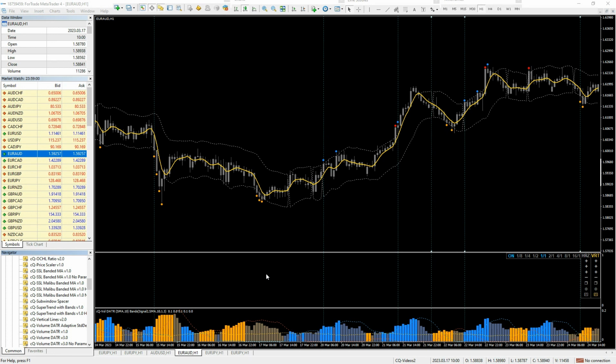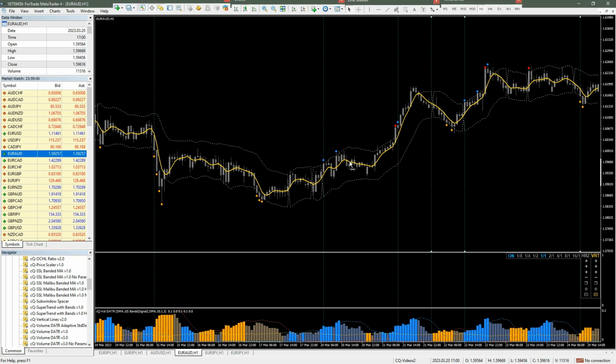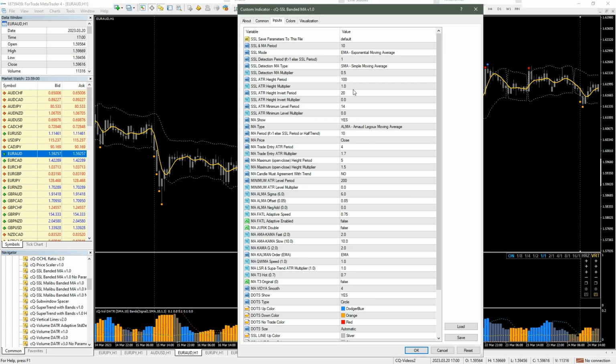This video is going to be about the cQ-SSL Banded Moving Average and the cQ-SSL Malibu Banded Moving Average. This up here is the SSL Banded Moving Average, and it's essentially the SSL with a moving average inside, and if it breaks above the upper band, it draws a blue dot. Goes below the lower band, it draws an orange dot.